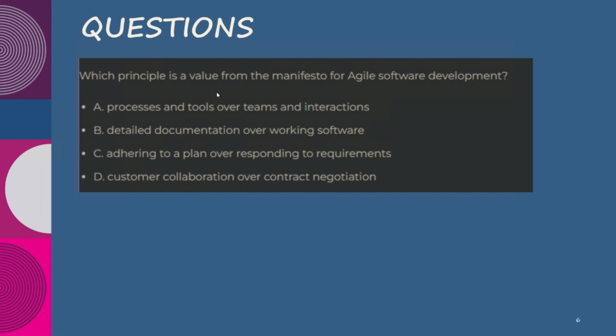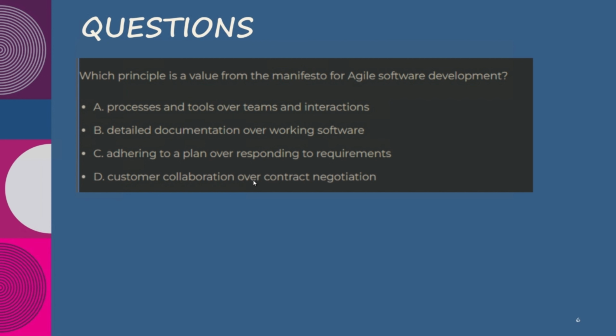So which principle is valued from the manifesto for agile software development? Process and tools over teams and interaction. That is totally false, because Agile values teams and interaction more than tools and process. Detailed documentation over working software. Again false. Agile says that I need a working demo, I need feature changes, I need working software. Adhering to a plan over responding to requirements. Again false. Agile respects the requirements and tries to integrate them in the product.